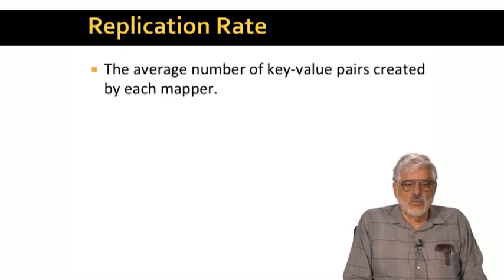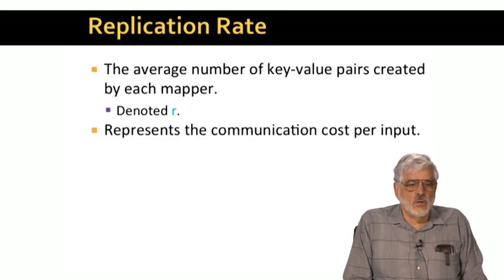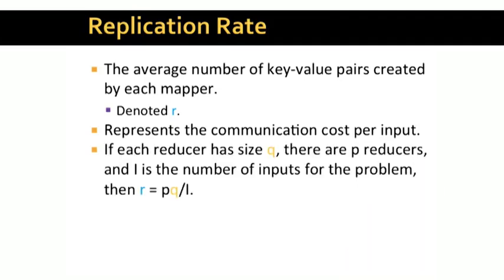For many problems, this fan-out will be the same for all inputs. We'll use R throughout the discussion to stand for the replication rate, and it helps to think of the replication rate as the communication cost per input. The relationship between reducer size and replication rate depends on the number of reducers we need and the input size.